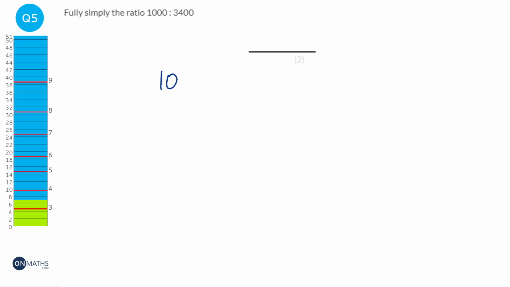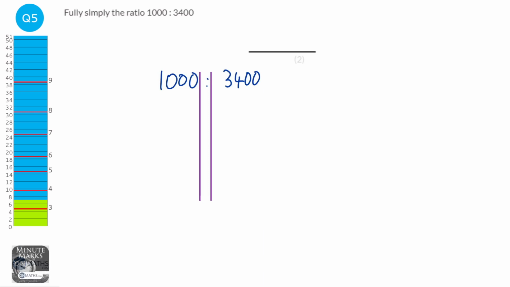So when simplifying ratio, it's very similar to simplifying fractions, but instead of having to do the same thing to the top and bottom, you have to do the same thing to the left and right. So I'm going to start here by dividing both sides by 100. I notice they both have 2 zeros at the end, so that'll give me 10 here and 34 here.